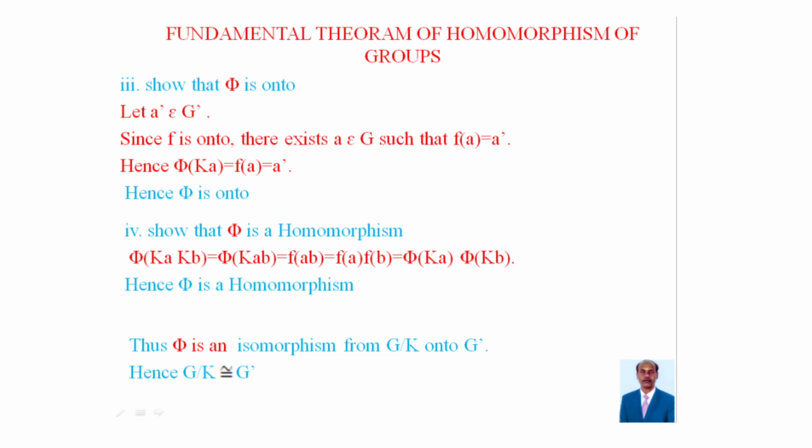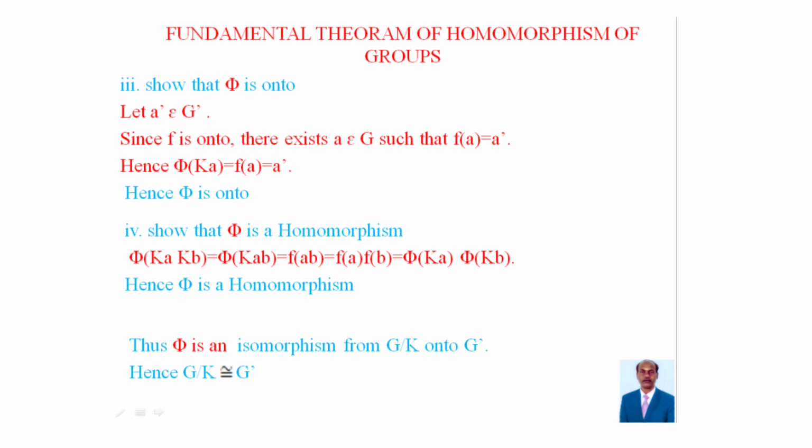That is Ka. So every element in G' has a pre-image in the quotient group G modulo K. Therefore pi is onto. Now we show that pi is a homomorphism.